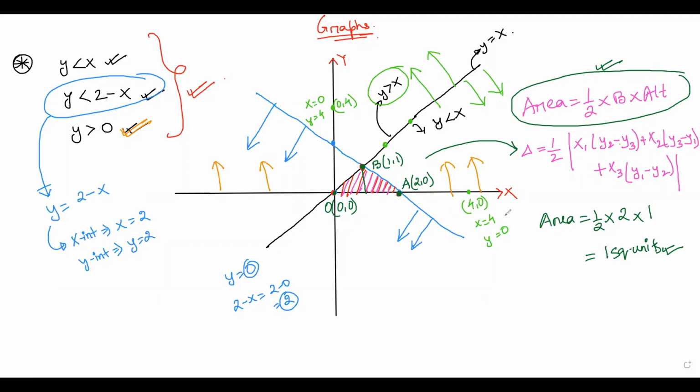We can also verify this area simply by putting these points into this formula, that is by putting x1, y1 as 0, 0, x2, y2 as 2, 0, and x3, y3 as 1, 1, and we'll find that we'll be getting the same area, that is 1 square units. So the area of the region formed by these 3 inequalities is 1 square units. So in this way, we can find the region and then the area formed by the linear inequalities.